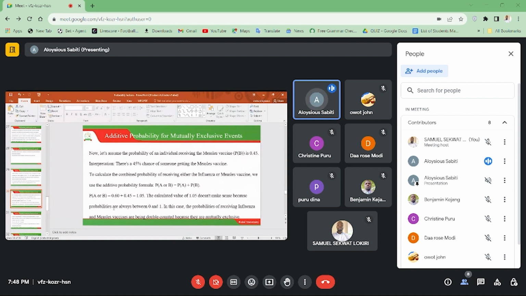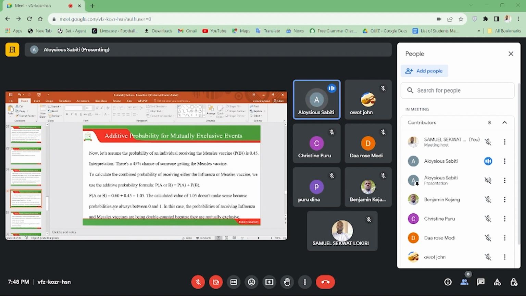Either influenza or measles vaccine, we use what we call the additive probability formula, where we look at the probability of either A or B will equal the probability of A plus the probability of B. Therefore, the probability 0.6 plus 0.45, giving us 1.05. Now, 1.05 does not make sense in probabilities because we earlier discussed that probabilities range between 0 and 1.